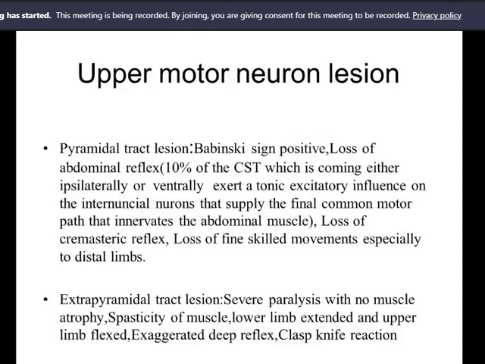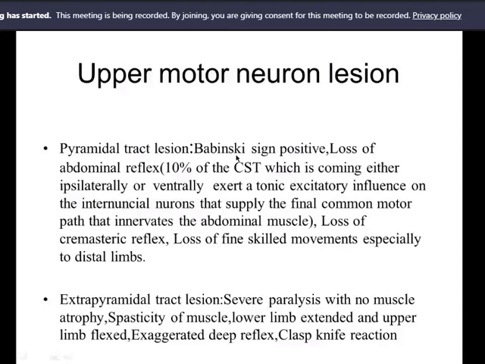Now, as I already told, the upper motor neuron lesion, I do not have to tell it again, I think. So pyramidal tract lesion causes Babinski sign positive. You know it, I think. Did you practice it in your practical class, Babinski sign? Yes? No? No, sir.